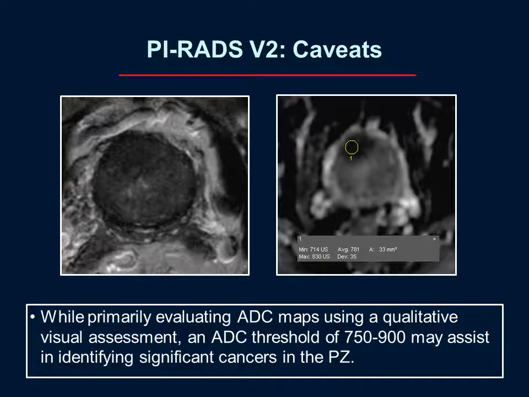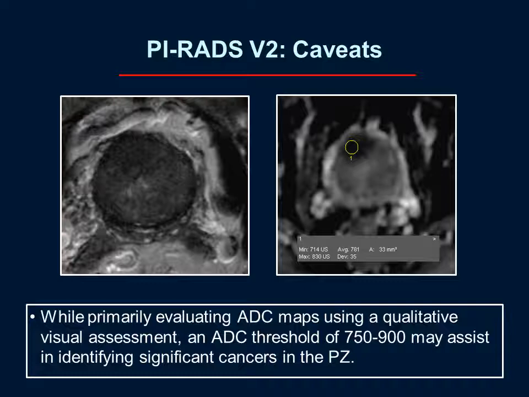Elsewhere, PI-RADS states that while primarily evaluating ADC maps using a qualitative visual assessment, an ADC threshold of 750 to 900 may assist in identifying significant cancers. And this just gets at that while we're largely using a visual assessment to decide if a region is really showing decreased ADC, it can help to also actually quantify the ADC values, whether using an ROI, as in this example, or just using a pixel tool and sampling within the lesion, getting a sense of individual pixel values.